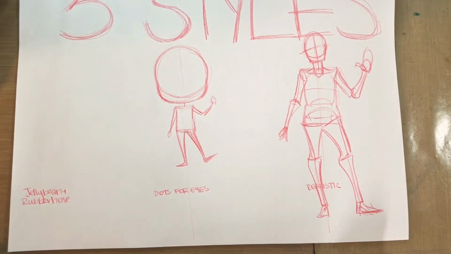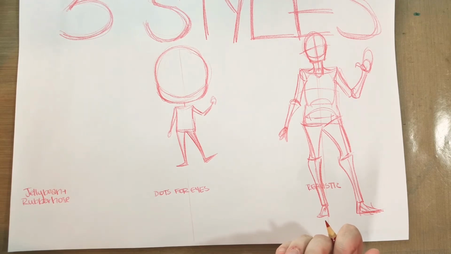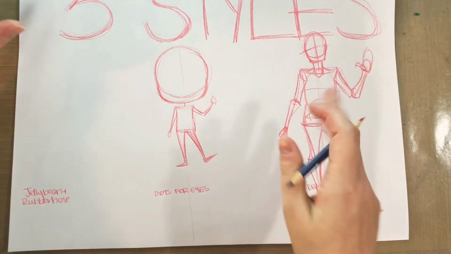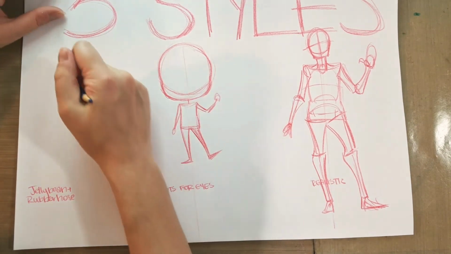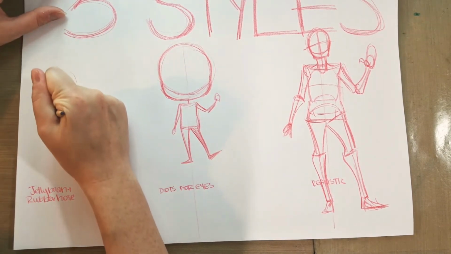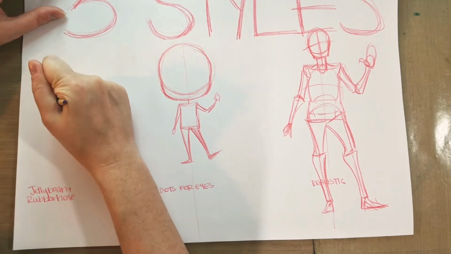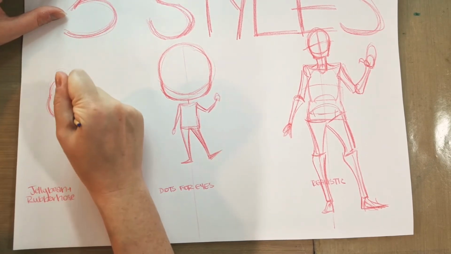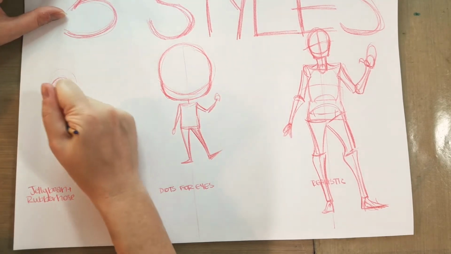Now, rubber hose is what the old Steamboat Willie, old Mickey Mouse cartoons use, what a lot of Warner Brothers cartoons used to use, what Cuphead uses, and what Adventure Time uses. So it's really noodly arms. So we're doing the jelly bean for this one. This is a style I haven't really developed yet, so it's going to take me a while to find my beat.